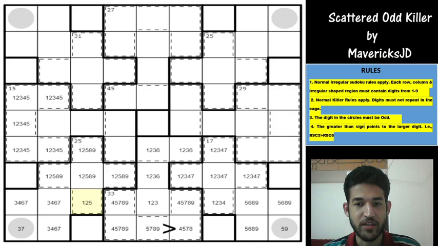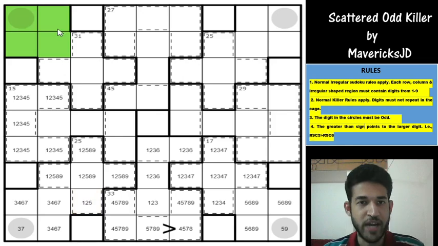So, now we have almost completed the bottom part of the grid. So let us go to this area, right? You have a 31 cage with 5 cells, and there are 4 cells which sum up to 14, right? Because this is an irregular shape region and contains digits from 1 to 9. So this area sums up to 14, and we know that 4 cells summing up to 14 can never take a 9. So 9 goes inside this 31 cage.